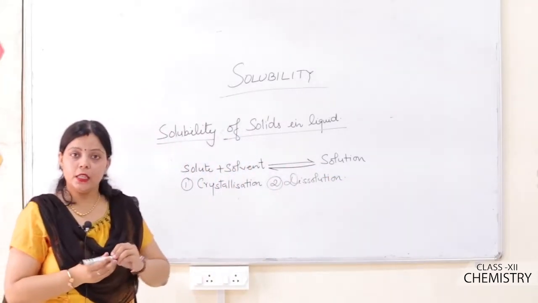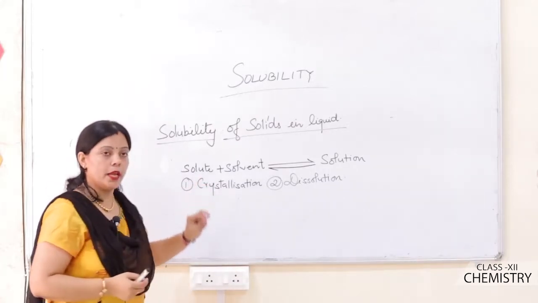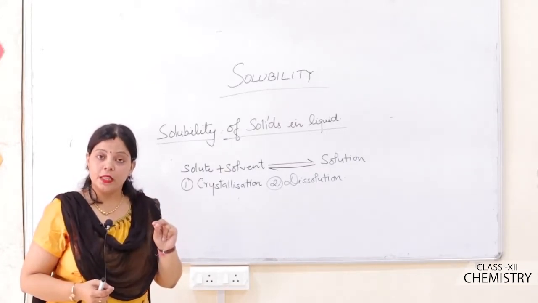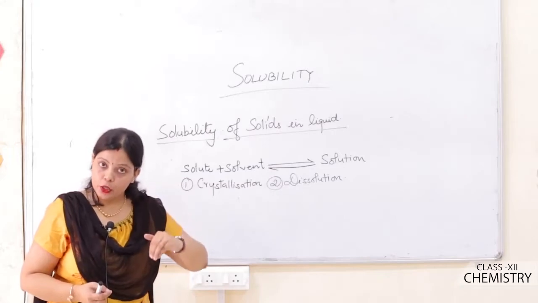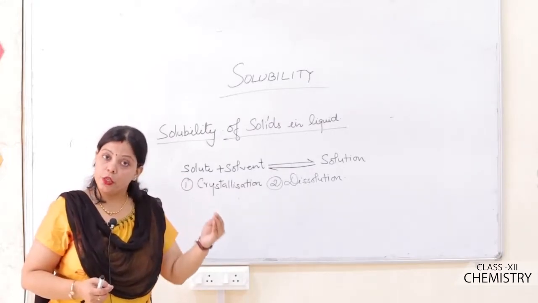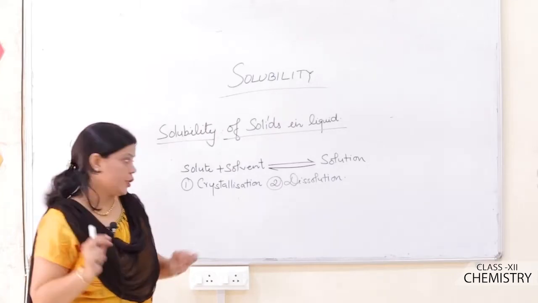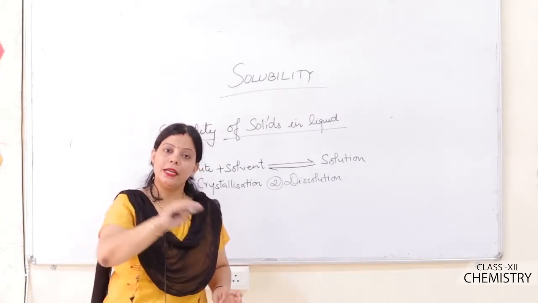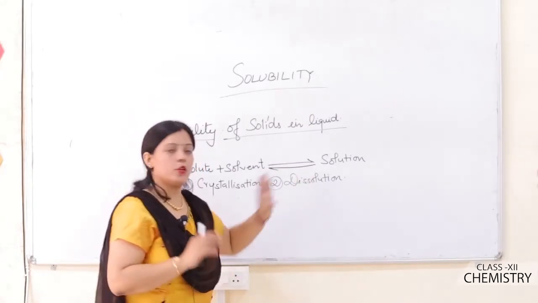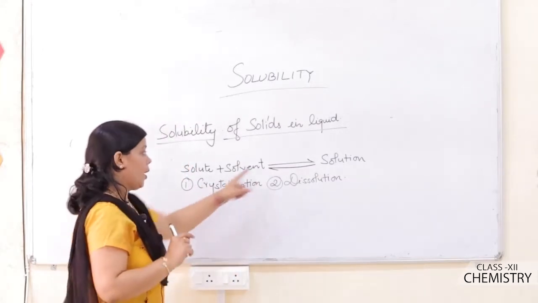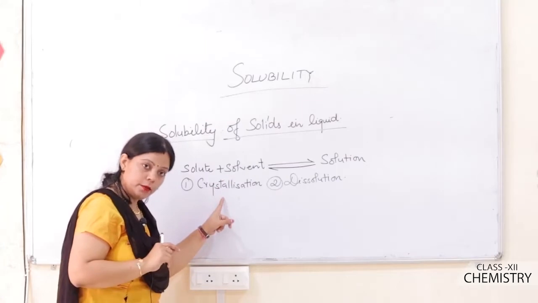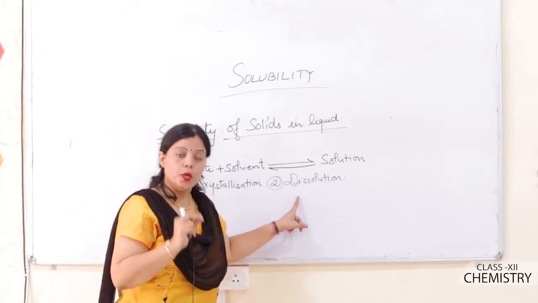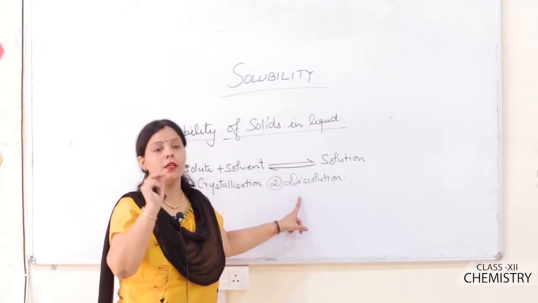When we are adding the solute in the solvent, some of the dissolved solute present in the solution collides with the solid solute added in the solution and separates out of the solution. This process is named crystallization. And what is dissolution? When we add the solute in the solvent, the solute dissolves in the solvent to form the solution. That process is named dissolution. So, at equilibrium, the amount of solute undergoing the crystallization process is equal to the amount of solute undergoing the dissolution process.